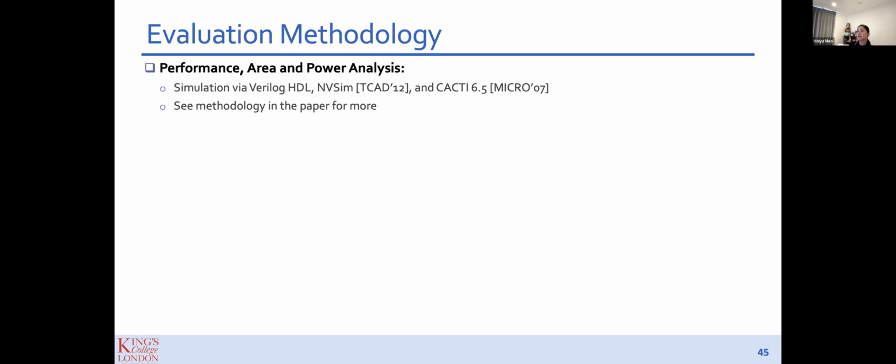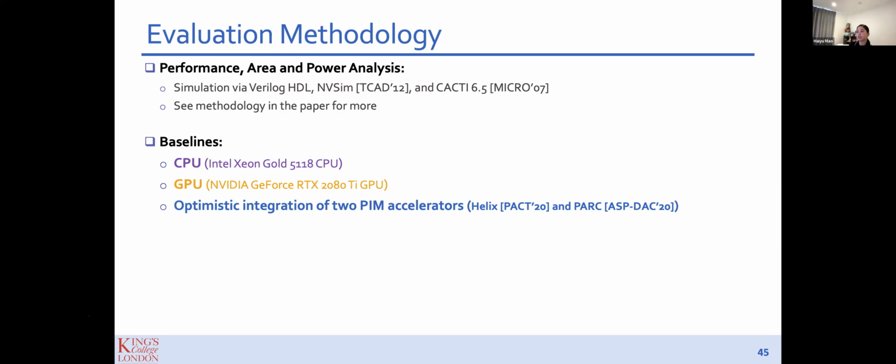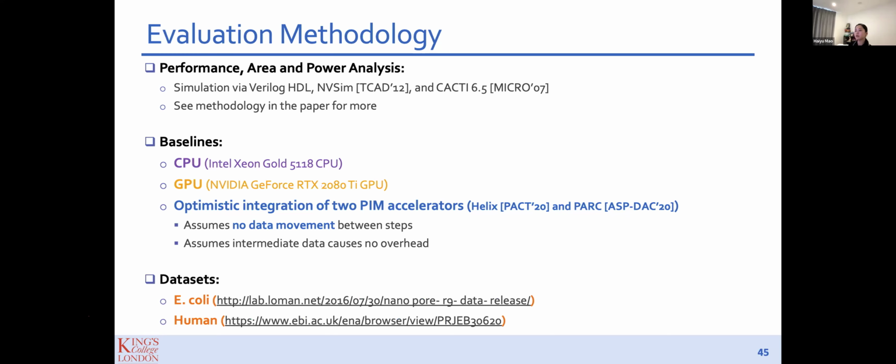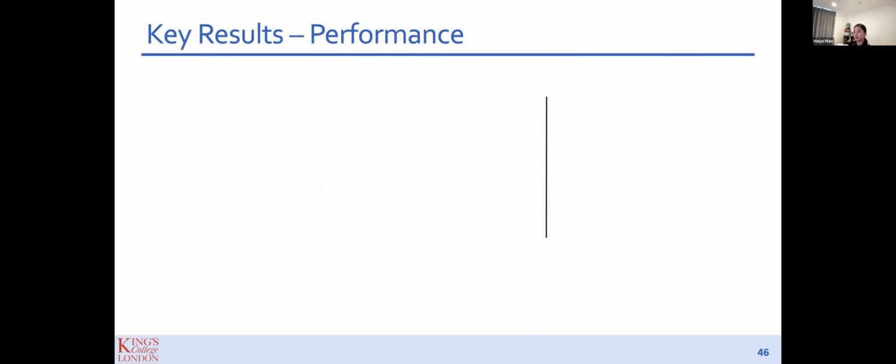So here is the evaluation methodology. We evaluate the performance, area, and power. And here are the baselines: the CPU, GPU, and the optimistic integration of two PIM accelerators, which were proposed by previous works and focus on different operations like string matching operations. And we assume there's no data movement between the steps and assume the intermediate data causes no overhead. But actually, if you don't assume that, you cannot really integrate them because the overhead of this intermediate data storage is really large. The data sets we use are E. coli and human data sets.